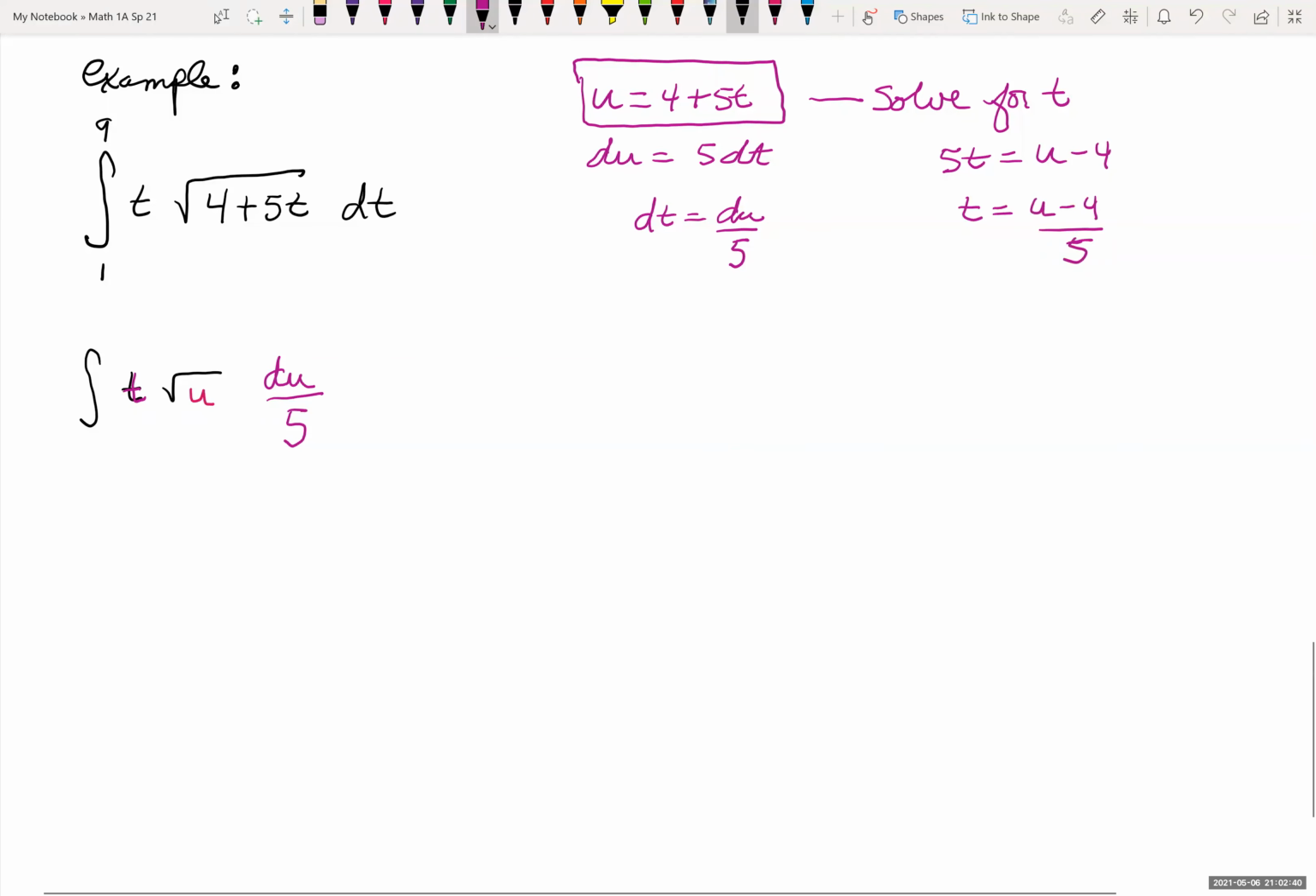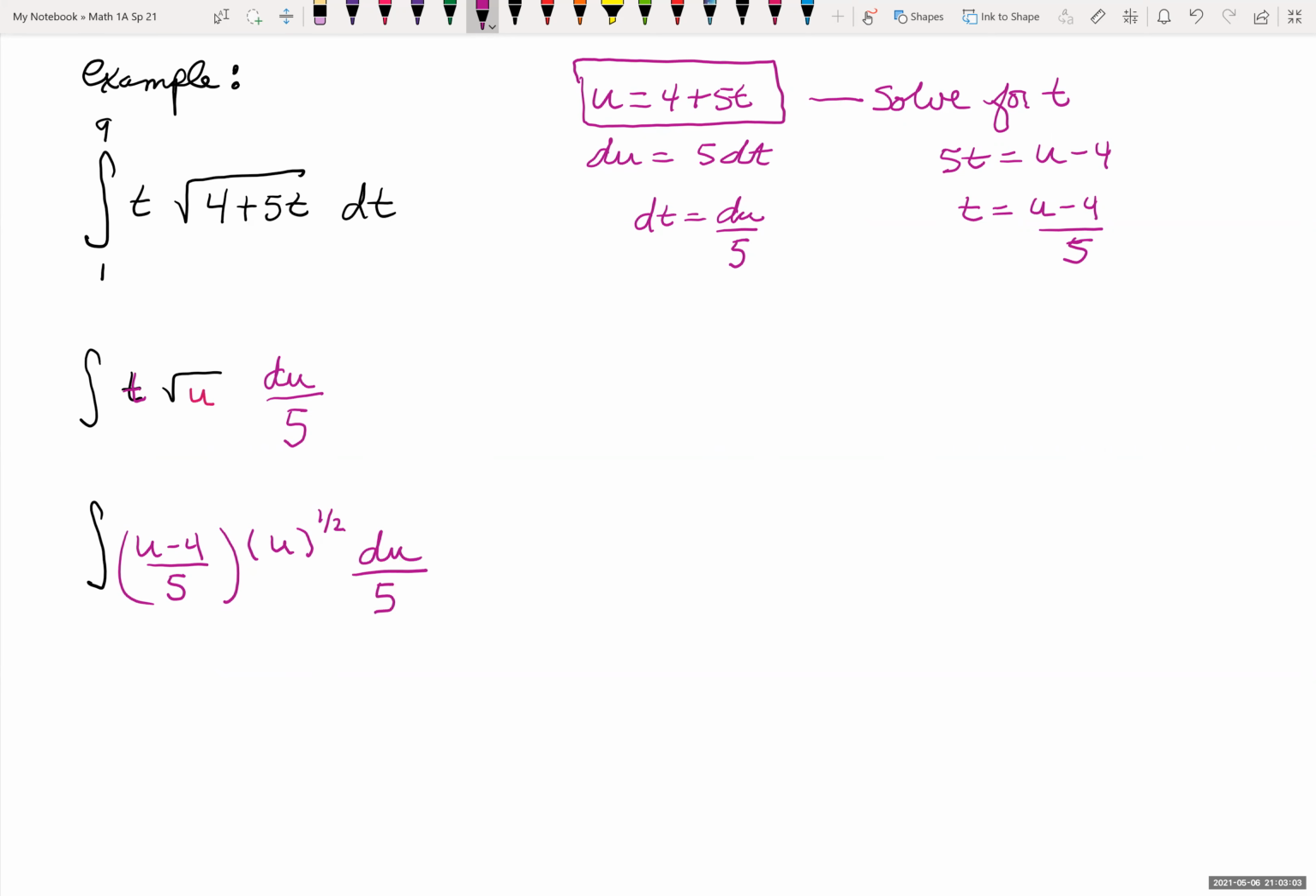And so we can go back in here and replace that. So this is the integral of t, which we just said was u minus 4 over 5, times the square root of u. But let's rewrite that as u to the 1/2 power, du over 5. So now it's looking much nicer, and I can almost integrate. We can pull out this 1/25. This is 1/5 times 1/5 outside of the integral.